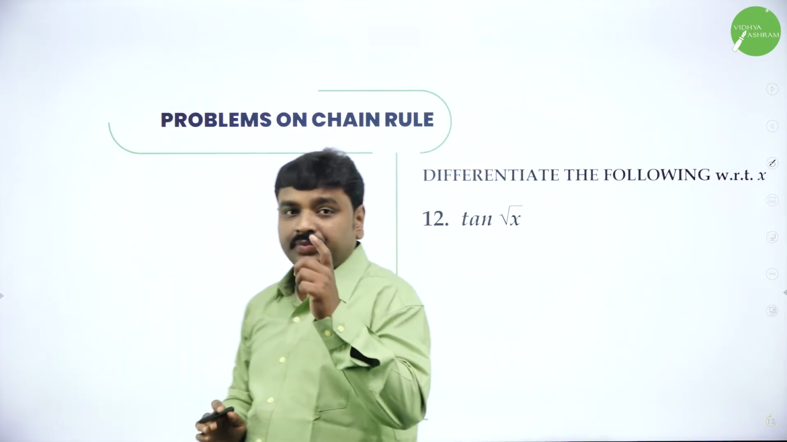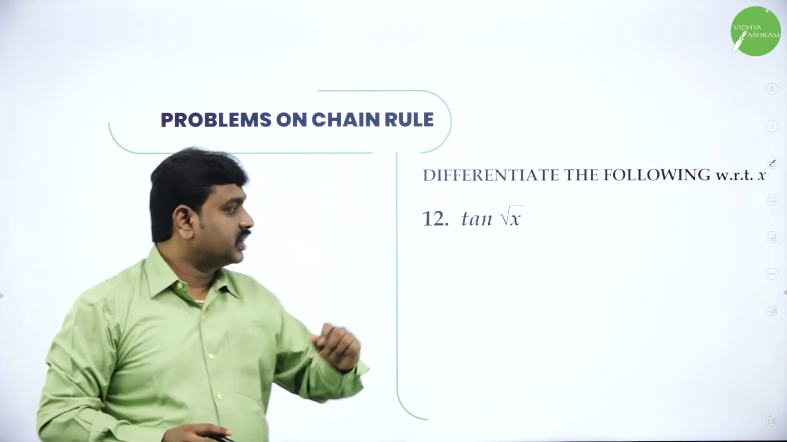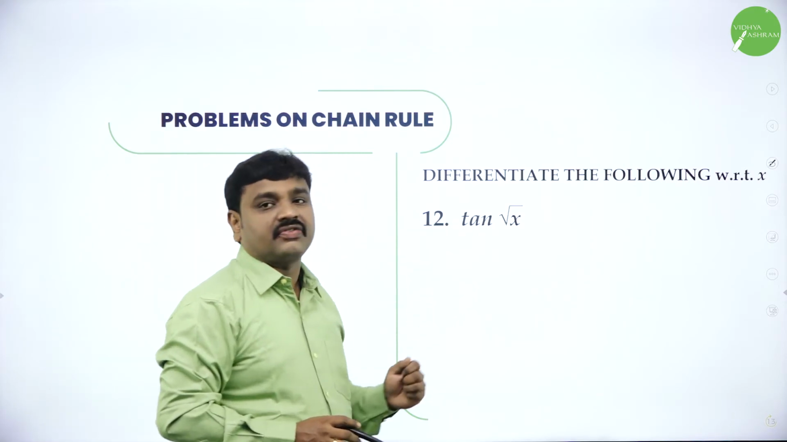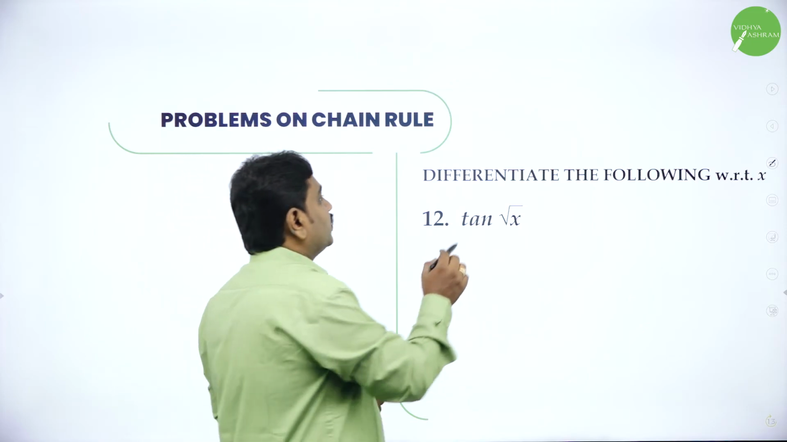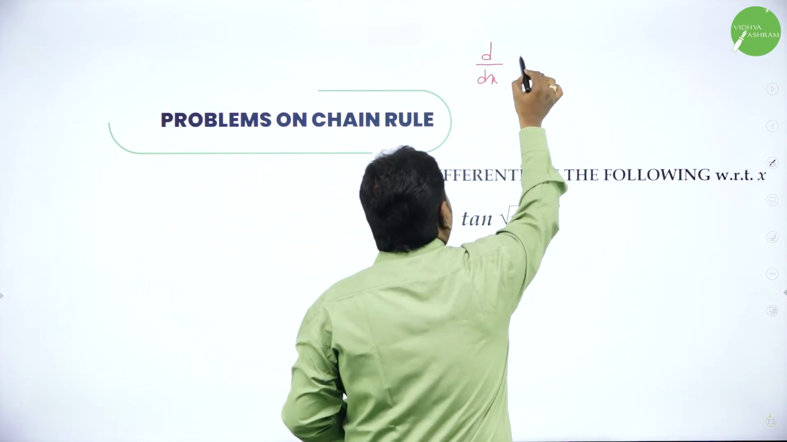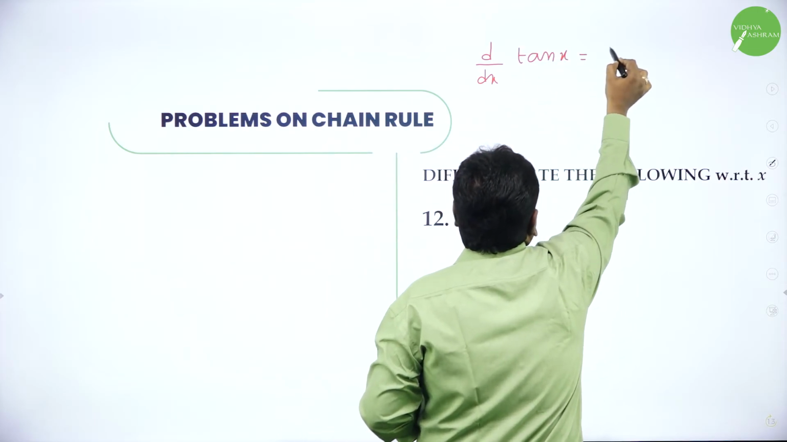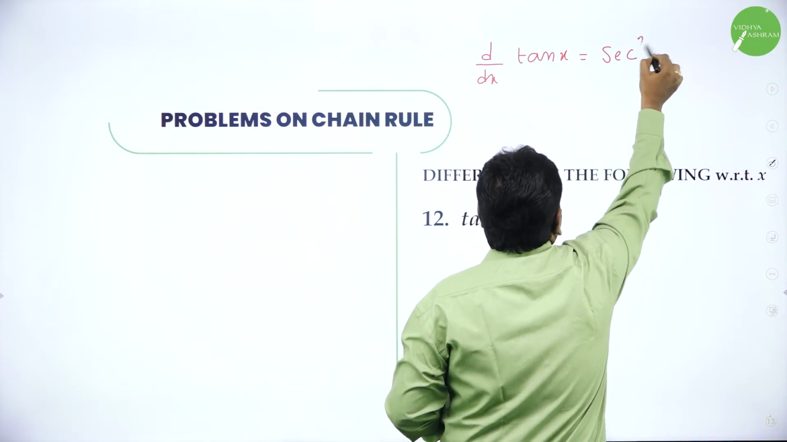Tan root x, observe, it is not root tan x, it is tan root x. Here tan is the external function. According to me, it is in the form of derivative of tan f of x. So before that, what is d by dx of tan x? All of you know the differentiation of tan x is secant square x.